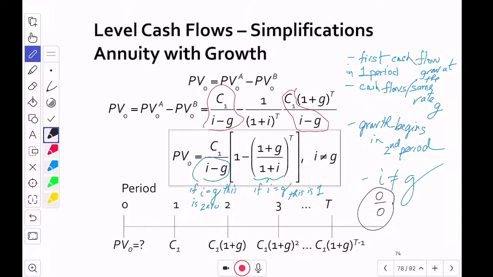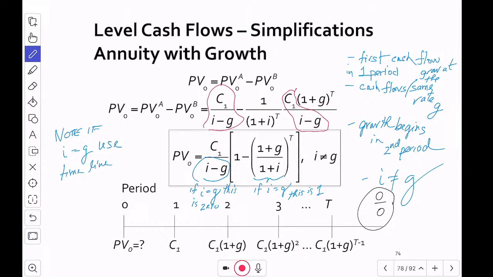So make a note that you can only use the formula if I is not equal to G. If I equals G, just use the timeline to help you solve it, okay? And I'll show you an example. So that's to be continued later.